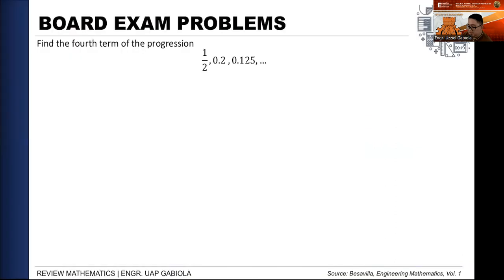Okay? So, let's have the example. Find the fourth term of the progression, 1/2, 0.2, 0.125, no? So pag tinry natin sa arithmetic progression, this is 0.2 minus 0.5, that is negative 0.3. Then ito, 0.125 minus 0.2, that is negative 0.075. Okay? So, hindi siya parehas, no?